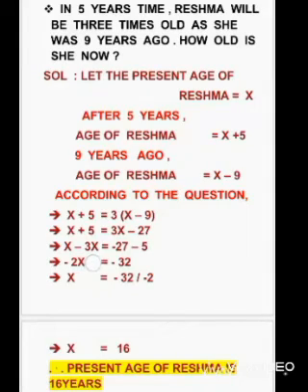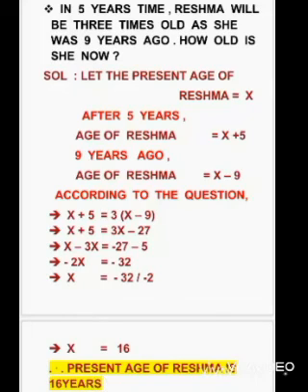Okay. Now you have to find out the value of x. So x is equal to minus 32 by minus 2. Here minus minus will cancel, and 32 if you divide by 2, 2 16s are 32. So x value you got here as 16. So what we have considered x here? Present age of Reshma. So present age of Reshma is equal to 16 years.